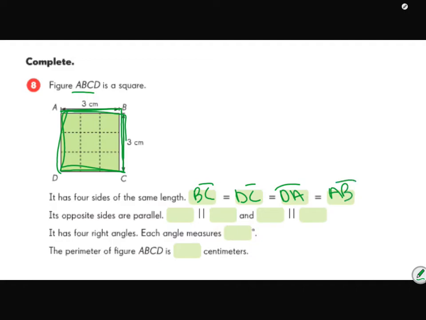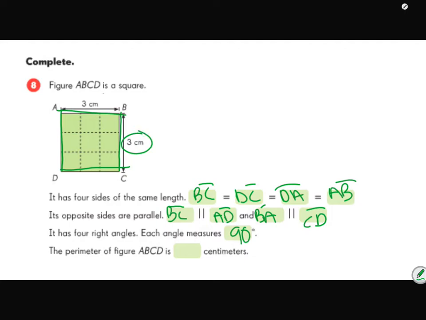And then it says opposite sides are parallel. So then I can look here, and I see that BC is parallel to AD. And then I also see that DC is parallel to AB. It has 4 right angles. Each angle, well, I know a right angle is 90 degrees. And the perimeter, I'm going to add up the sides. I see 3 plus 3 plus 3 plus 3. 3, 6, 9, 12. The perimeter is 12 centimeters.